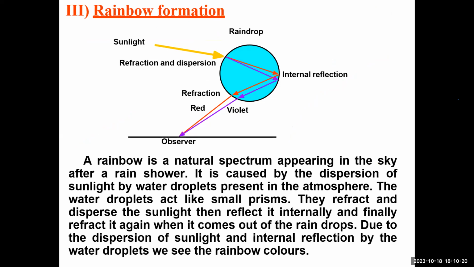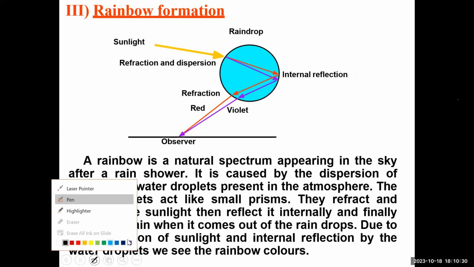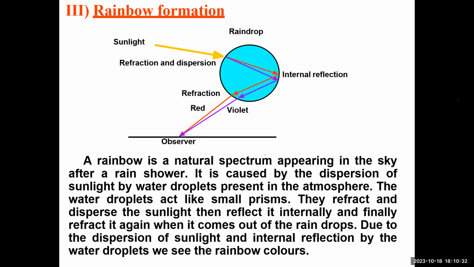Then next one, rainbow formation. So see now, how does the rainbow form? We know that the rainbow is a natural spectrum. We are not making it artificially, right? It's a natural spectrum appearing in the sky after the rain showers. We see rainbows especially then.